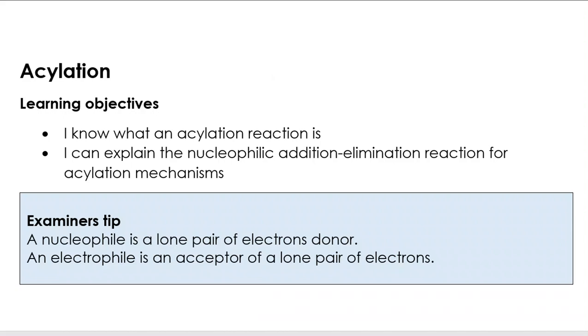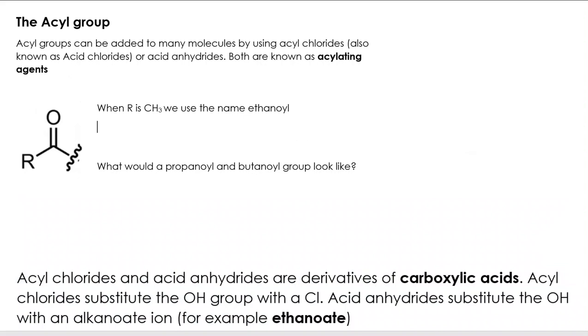So, I'm going to recommend you pause, have a go at all the activities for yourself, and then review. That way you get to see what's going well and what you might need to focus your attention on. So we've got here a nucleophile is a lone pair donor, a definition that you're hopefully familiar with from other topics, and an electrophile is a lone pair acceptor. So let's move in and take a look at the acyl group itself.